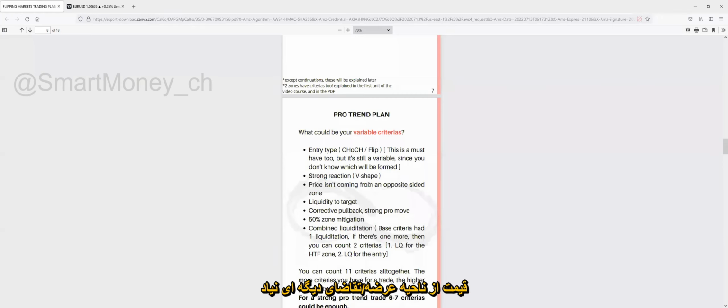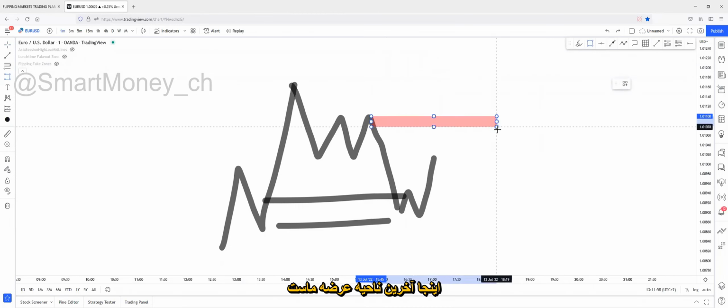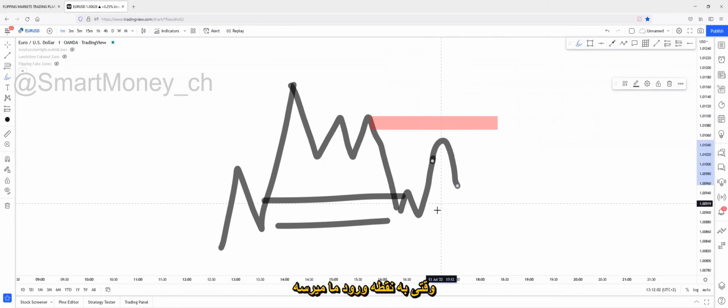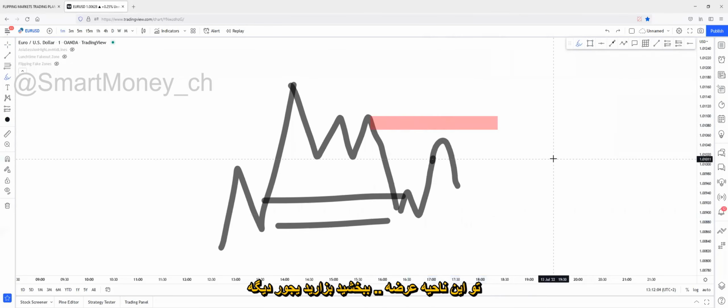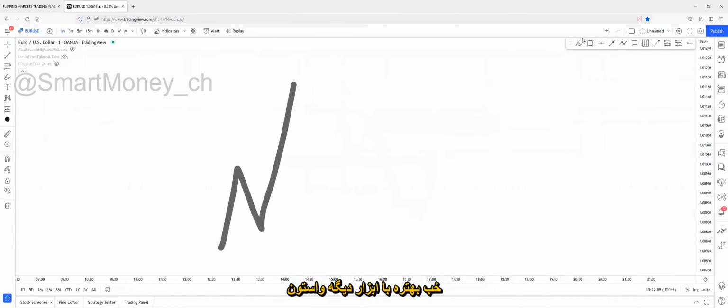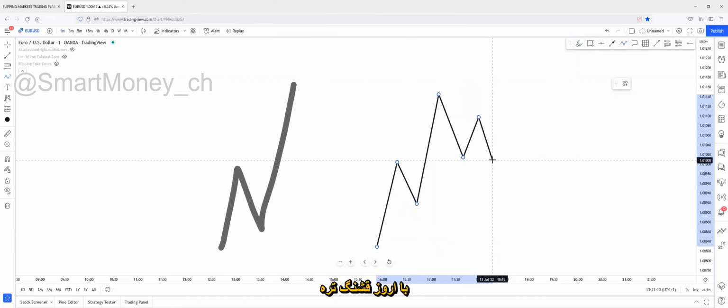Price isn't coming from an opposite-sided zone. Okay, so if price, for example, we have the less recent supply zone up here, and price doesn't mitigate this supply zone when it's coming for our entry point at this demand zone. Sorry, let me just use. Okay, let me just draw the whole thing once again with arrows. It will be cleaner.